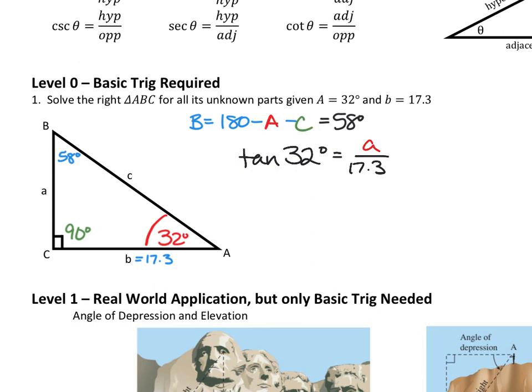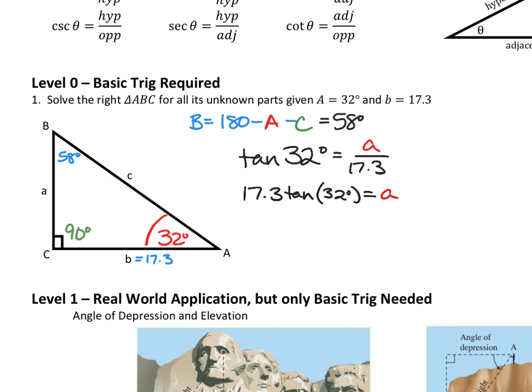We just need to solve for A. How do we solve for A? Yeah, multiply 17.3 times tangent of 32 degrees. Like I said, this should look familiar. We've done this before. At this point, you turn to your calculator. And for most of this entire packet, we're going to round to 2 decimals the whole time. Sound good?